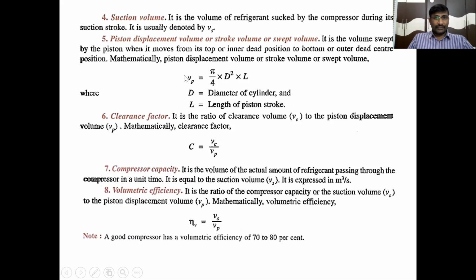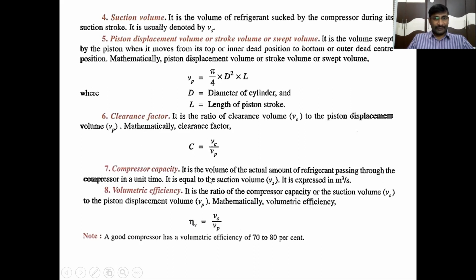You already heard about these terms in TE1, in air compressors. Clearance factor or clearance ratio, which is denoted by C or K. In some books, it is denoted by K. It is the ratio of clearance volume to the piston displacement volume, or clearance volume to the swept volume. That is the clearance factor or clearance ratio, VC by VP.